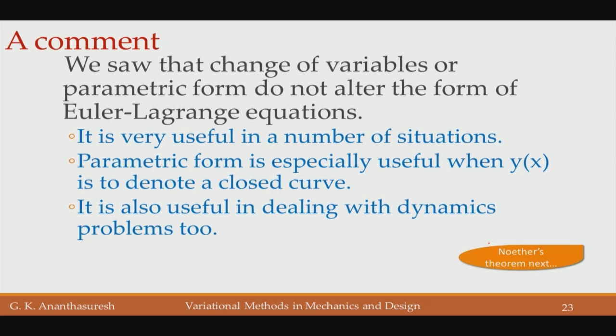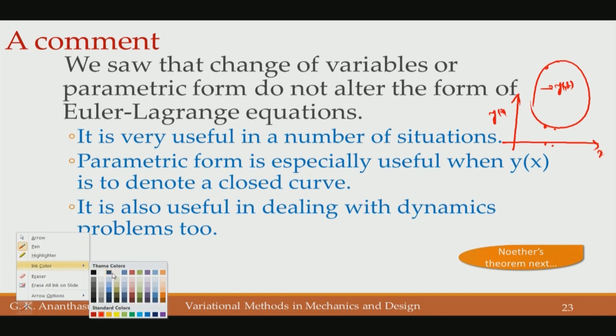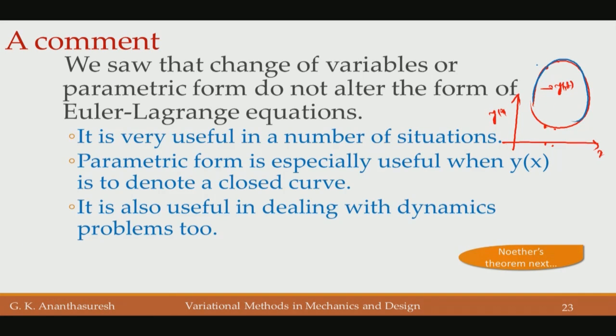So, here is a comment that this parametric form is usually quite useful in many situations, especially when y of x is to denote a closed curve. For example, if I have a problem like this where I have to find y of x, we always think of y of x as an open curve. But in optimal design or geometry problems, when you have closed curves, it is not a function really. If this is x and this is y of x, for the same value of x there are two values of y. Okay. In those cases parametric form helps, so that now you can go around the curve with a parameter t, which will go from t equal to 0 all the way to L.